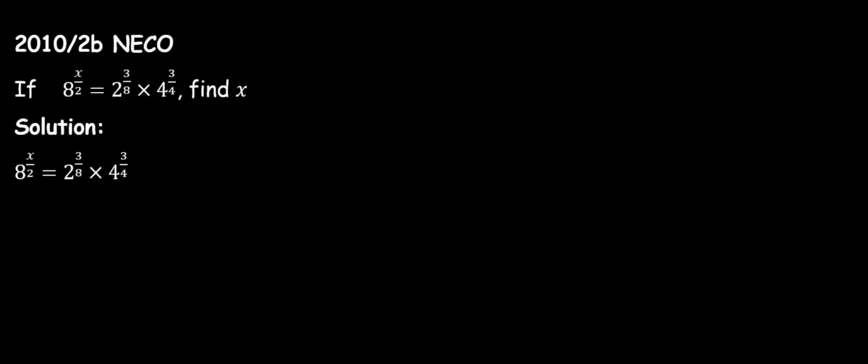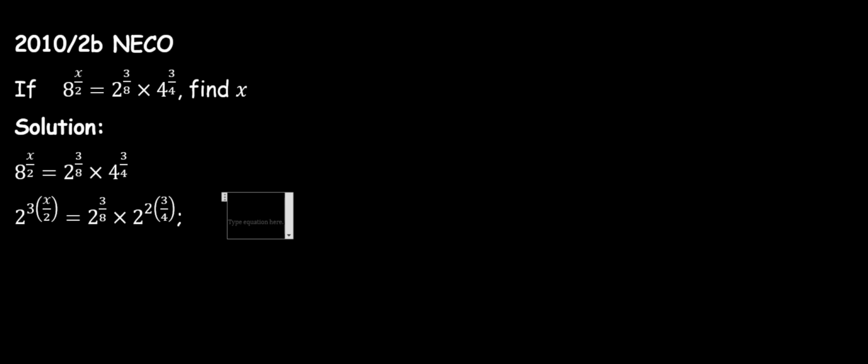Expressing all items in 2 and its powers, we now have 2 raised to power 3, we use a bracket to guide what was there before, which is x over 2, equal to 2 raised to power 3 over 8 times 2 raised to power 2. Then we introduce a bracket to guide the 3 over 4 that was there before. What we have just done: 8 is expressed in 2 and its power, and that is 2 raised to power 3. Then 4 expressed, that is 2 raised to power 2. That is what we have just done. We have not done any harm to the system.